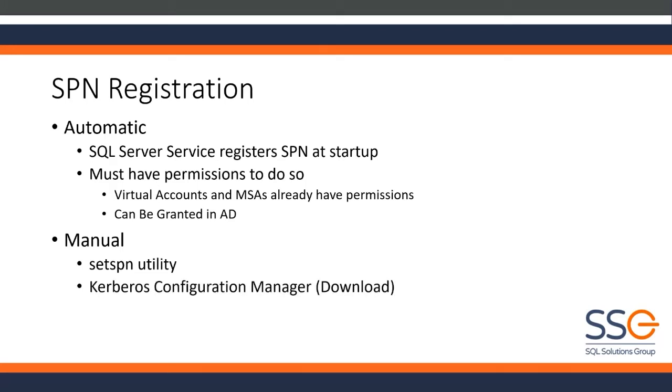Microsoft has a downloadable utility called the Kerberos Configuration Manager. It's a big download and it doesn't work that well in my opinion, so I don't recommend it, but it is an option. And then of course, if you've been to any of my presentations, you know that I'm a big fan of dbatools, the community PowerShell module. They actually have some really good commands around SPNs that we'll be looking at today in the demos.